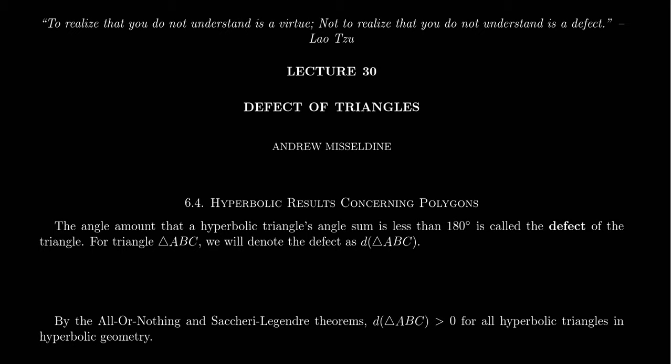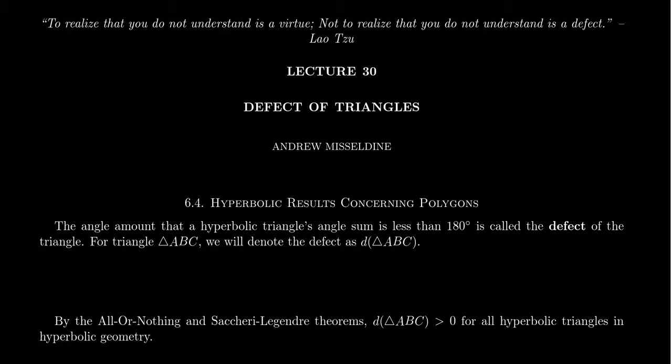We've seen previously in neutral geometry that if one triangle has an angle sum equal to 180 degrees, then all of them do. This was the all or nothing theorem. And the existence of a 180 triangle is equivalent to the Euclidean parallel postulate. On the other hand, in hyperbolic geometry, all triangles have an angle sum that is strictly less than 180 degrees. All of them have this defect.